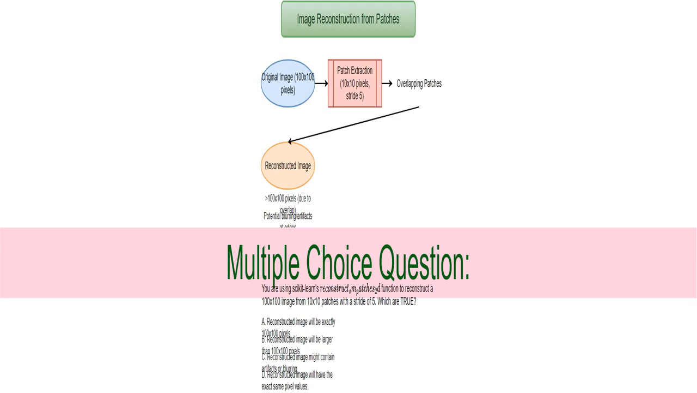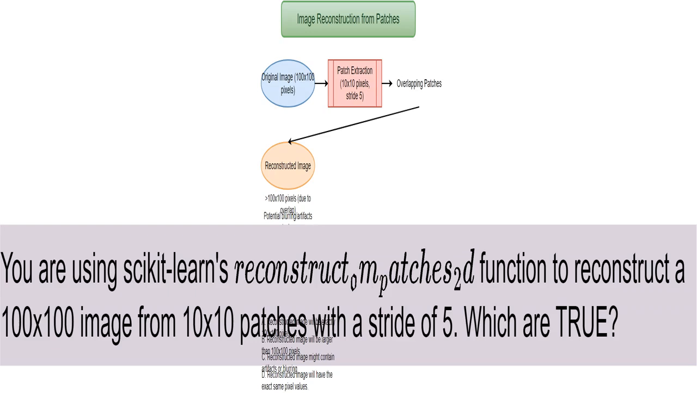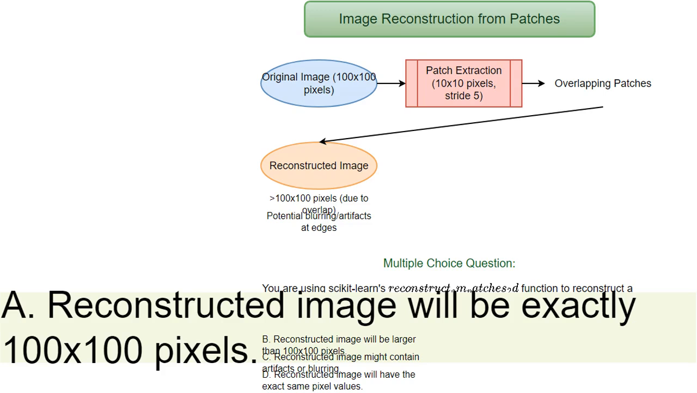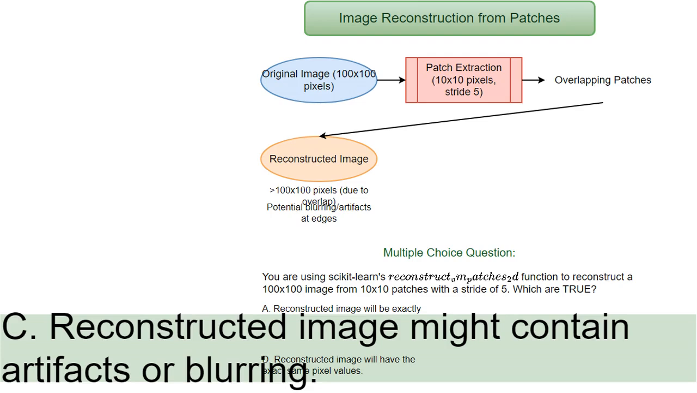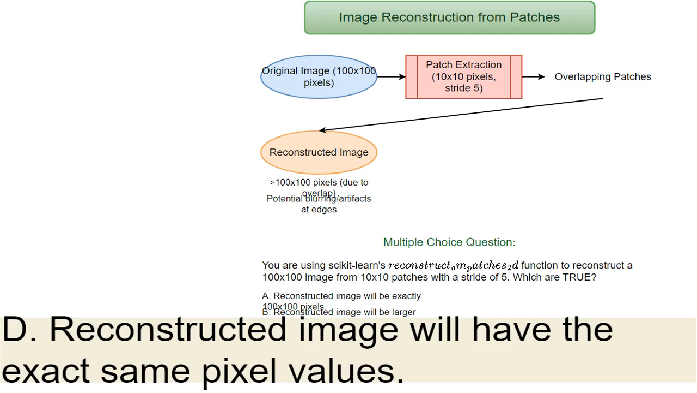Let's test your understanding with a multiple-choice question about what happens when you reconstruct an image from its patches. Scikit-learn is a Python library. This specific function helps in reconstructing images from patches. This is incorrect due to the overlap in patches. It will not be exactly the same size as the original image. This is correct. Overlapping patches lead to a slightly larger image. This is also correct. The overlap can cause some blurring or artifacts, especially around the edges. Nope. The averaging effect of overlapping patches almost always changes the pixel values somewhat.